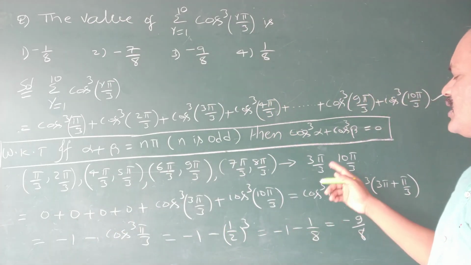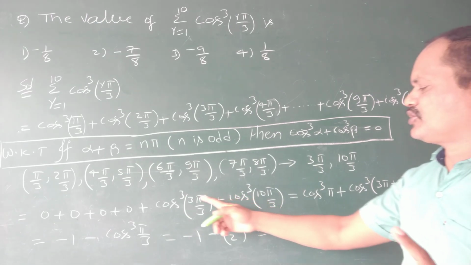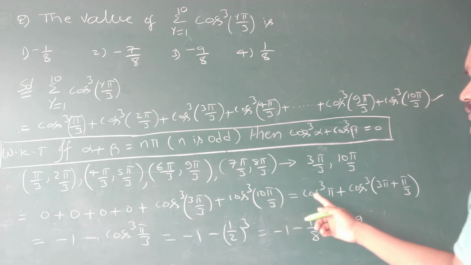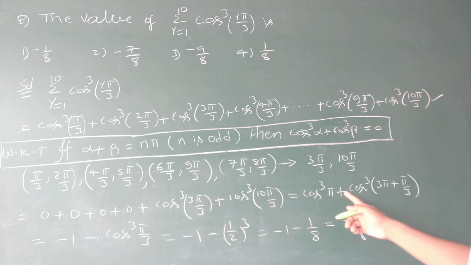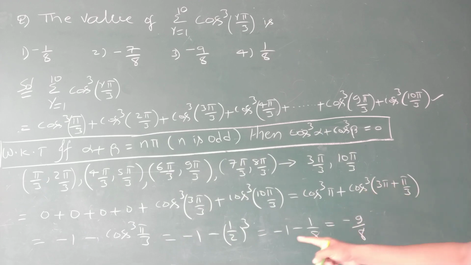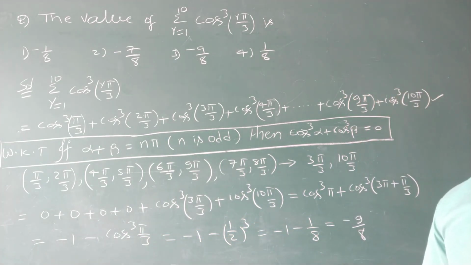And what is remaining? 3π/3 and 10π/3. So cos³(3π/3) plus cos³(10π/3). Here the 3 gets cancelled: cos³π plus cos³(10π/3). This can be written as π plus 3π plus π/3. So cos(3π plus θ) is minus cos θ. That's why it is minus cos³(π/3).